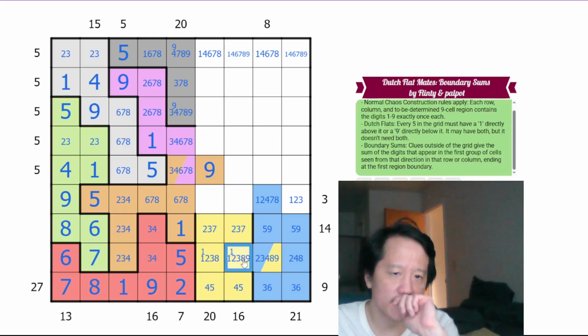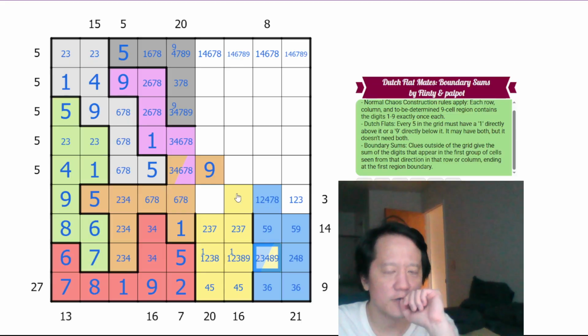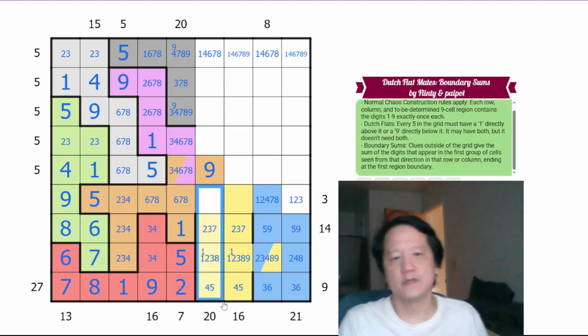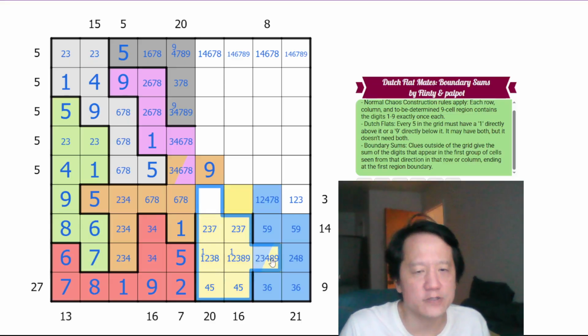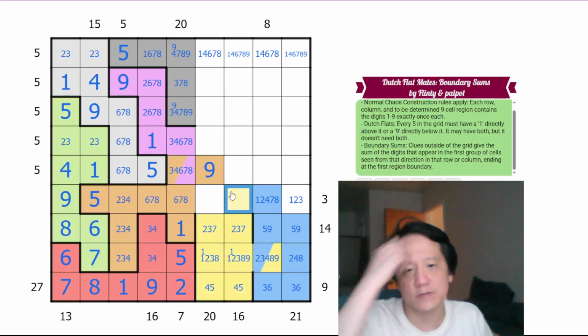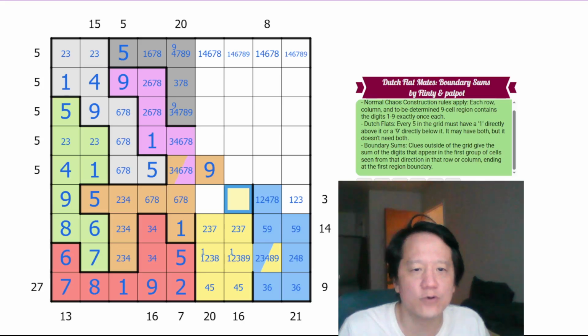Yellow has to go to one of these two. Yellow has to go here, at least. If it doesn't, the problem is that it would have only 8 cells available to it. So yellow definitely has to go there, so that's a boundary there. This can't be 4 or 5.